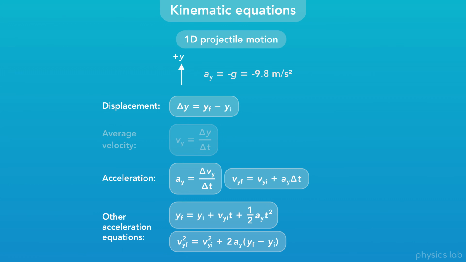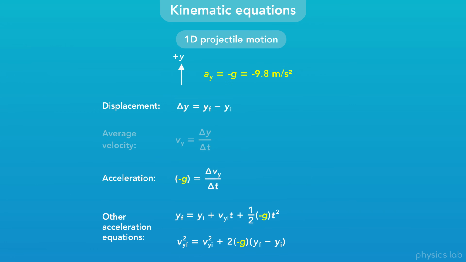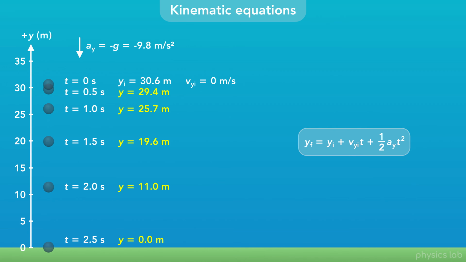These are the kinematic equations for motion in the y direction, but we don't really use the equation for average velocity. The acceleration will always be 9.8 meters per second squared downwards. If we choose up as the positive direction, then we plug in negative 9.8 meters per second squared for AY. The equations that we use in different problems will depend on the information we have and what we're trying to find. We can use this equation to find the y position, or the height, at a certain time.